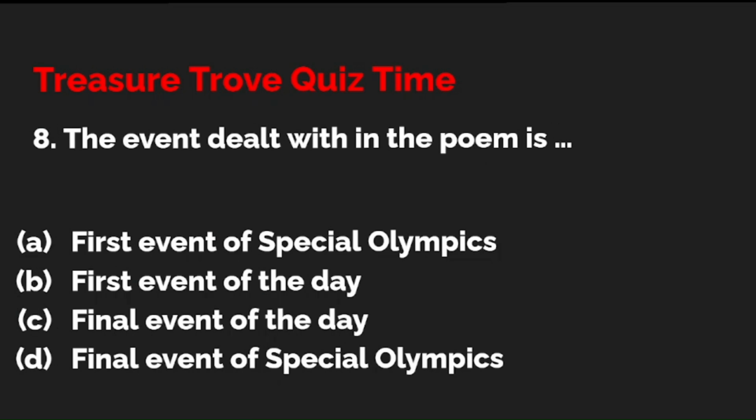The event dealt with in the poem is the first event of the Special Olympics. This is about the 9 gold medals. First event of the day, final event of the day, and final event of Special Olympics. Don't get confused between C and D. This is the final event of the day because that is what has been mentioned in the poem. Though generally the 100-meter race in many contests, in many championships, is also the final event which is held, because it shows who is the fastest runner. But in this case, the line which has been used in the poem is the final event of the day.